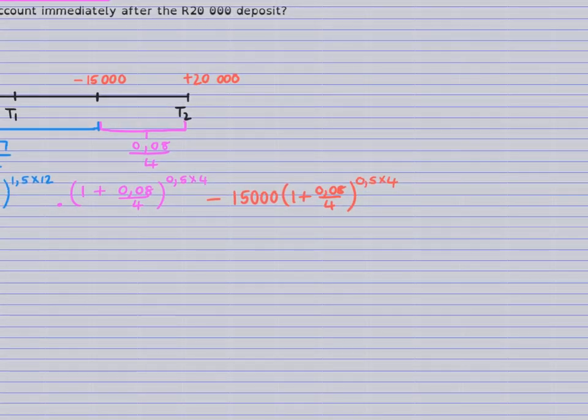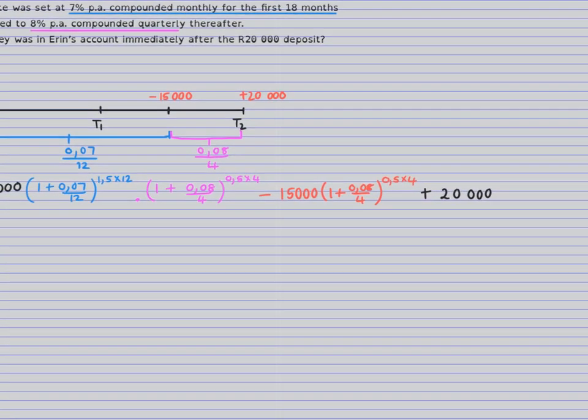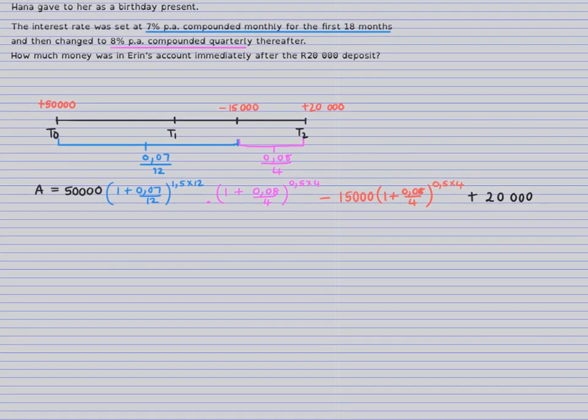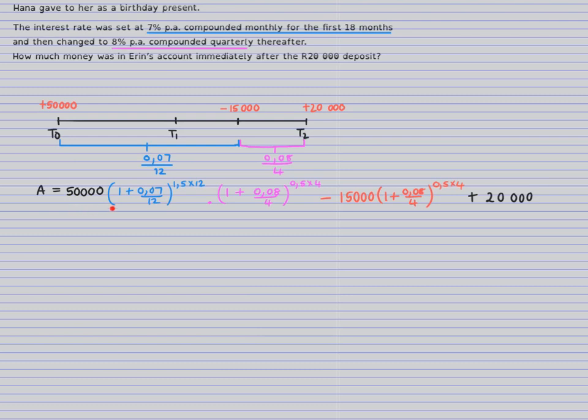And then the last thing we need to do is add, so I'll zoom everything back out now, the 20,000 Rand she got as a present from her wonderful friends. Okay, so I know that looks hectic, but this is explaining our picture over there. 50,000 Rand earning interest up until this point at 7% compounded monthly. That amount of money now earns a new interest rate until the end of the year at 8% compounded quarterly. Obviously, there's been a withdrawal, so I must take away the 15,000 Rand.